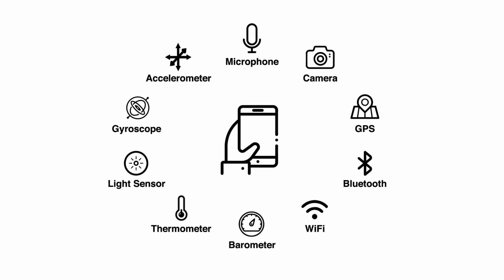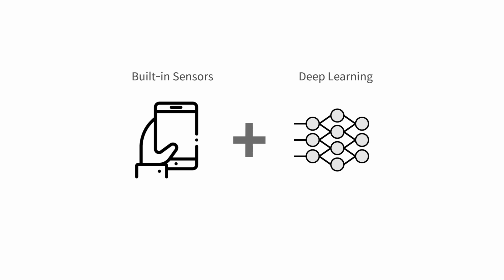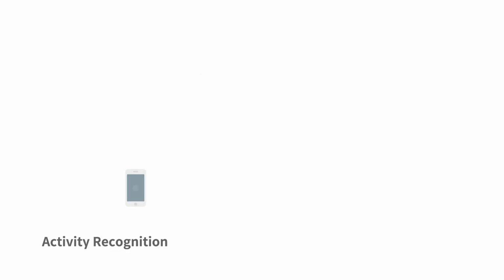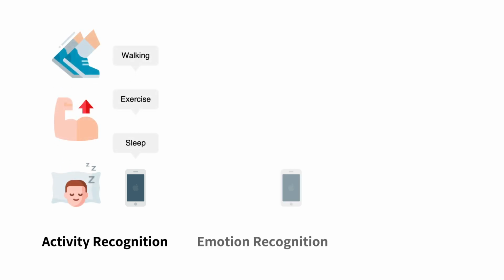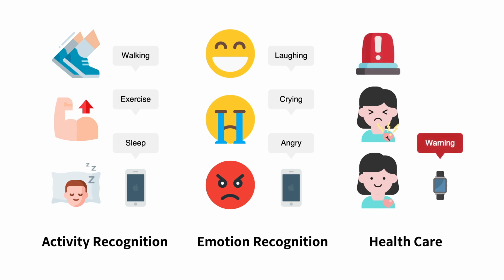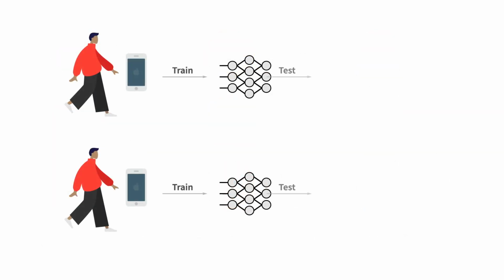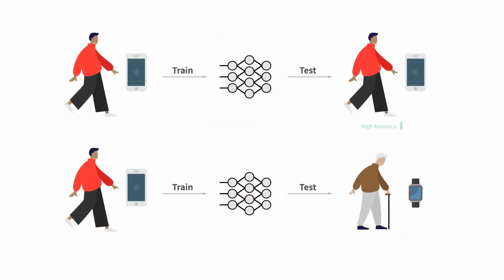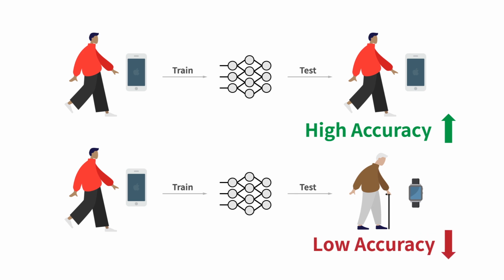In this tiny device, there exist various sensors. Utilizing these built-in sensors and applying deep learning, we now have various mobile sensing applications such as activity recognition, emotion recognition, and mobile healthcare. Although deep learning performs well in trained conditions, it performs poorly in untrained conditions.